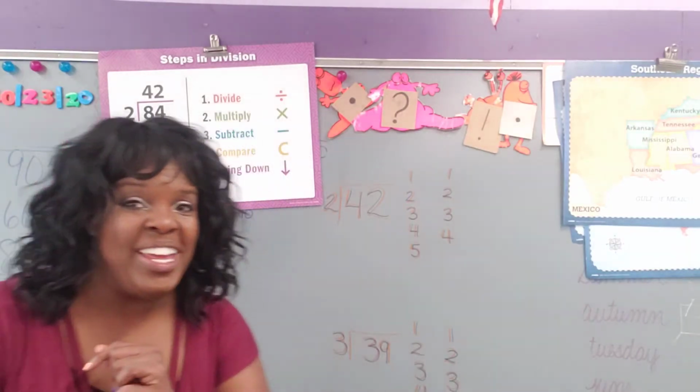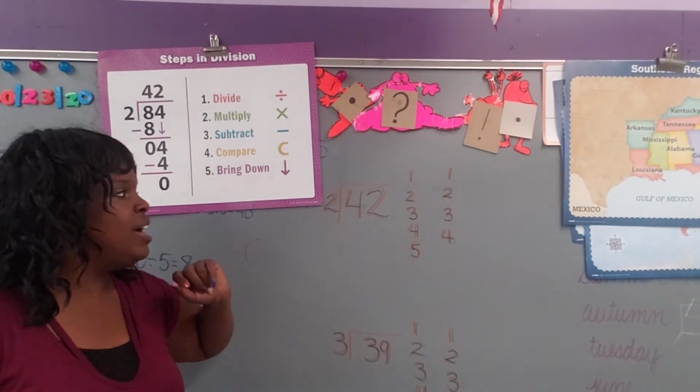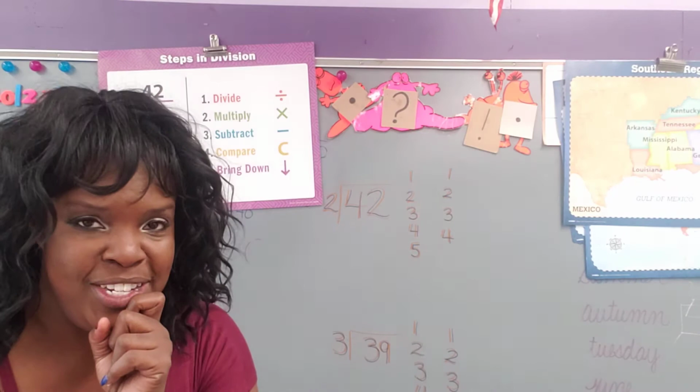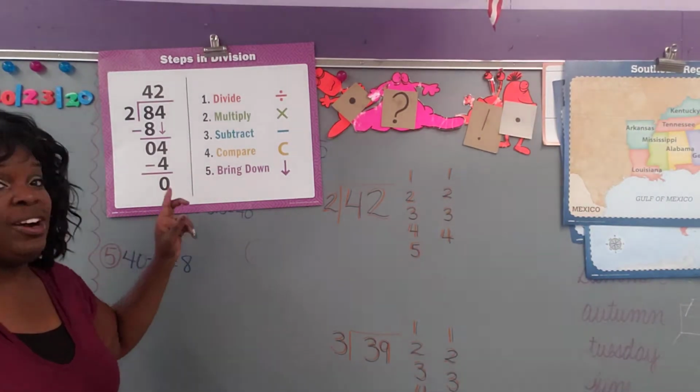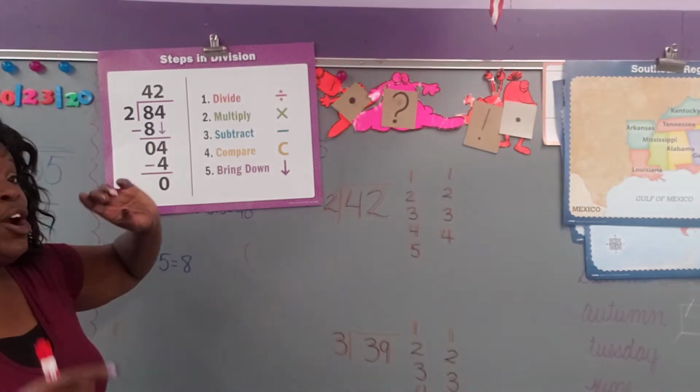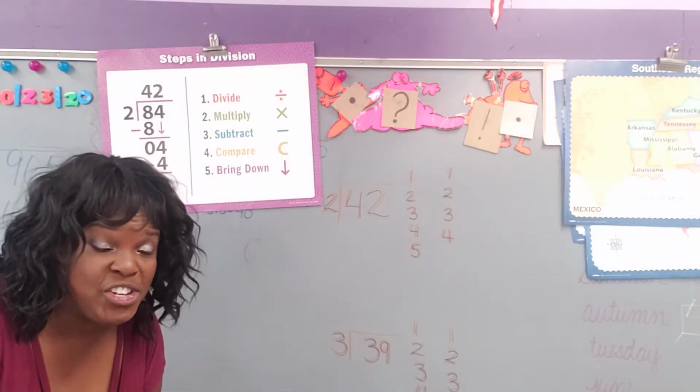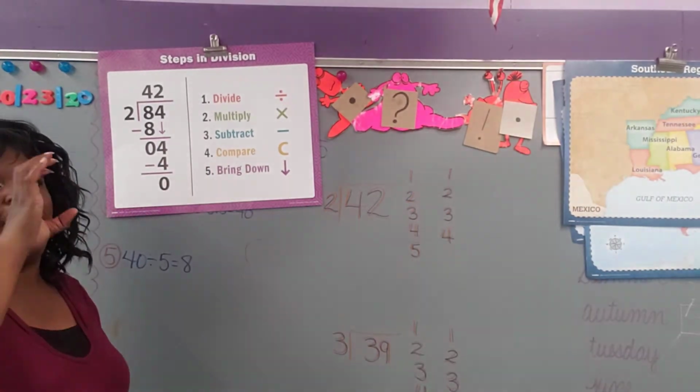Right, third grade, we are going to review our 2-digit dividends that we did. So let's remember, we always have to start and think about our 5 steps of division. Divide, multiply, subtract, compare, bring down.